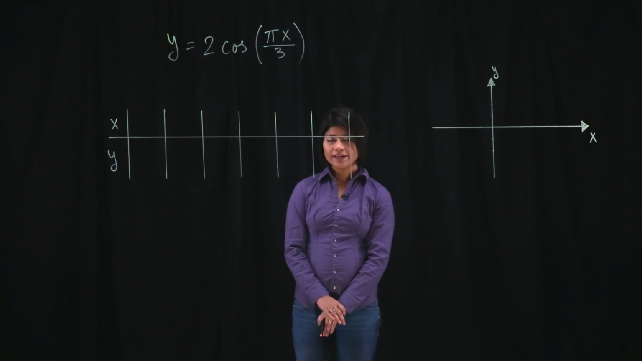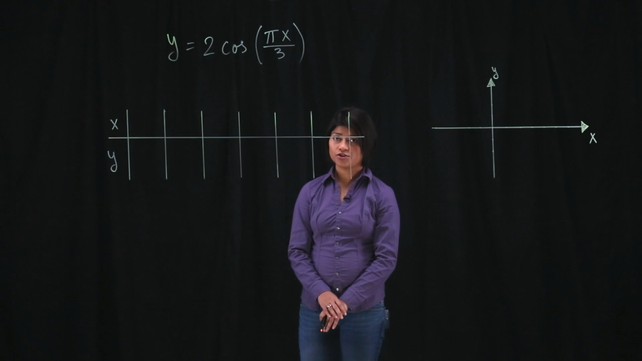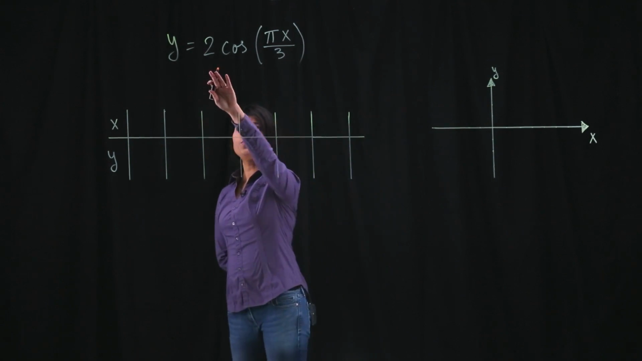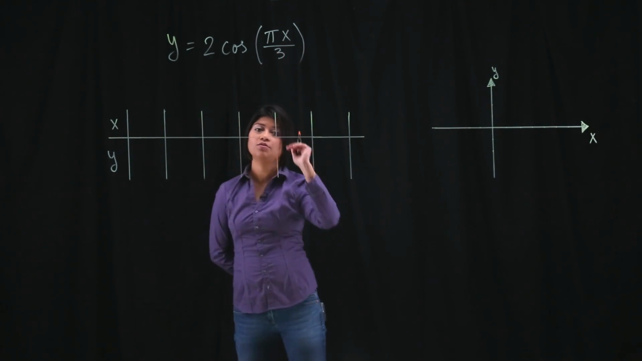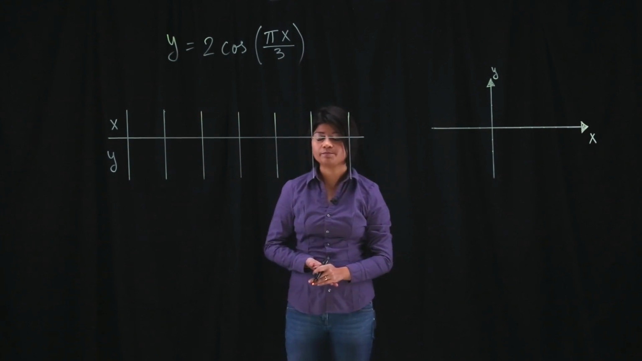Hello, I'm Papia. In this problem, we have to sketch the graph of a function. And the function is y equals 2 cosine of pi x over 3. And we have to sketch the graph.